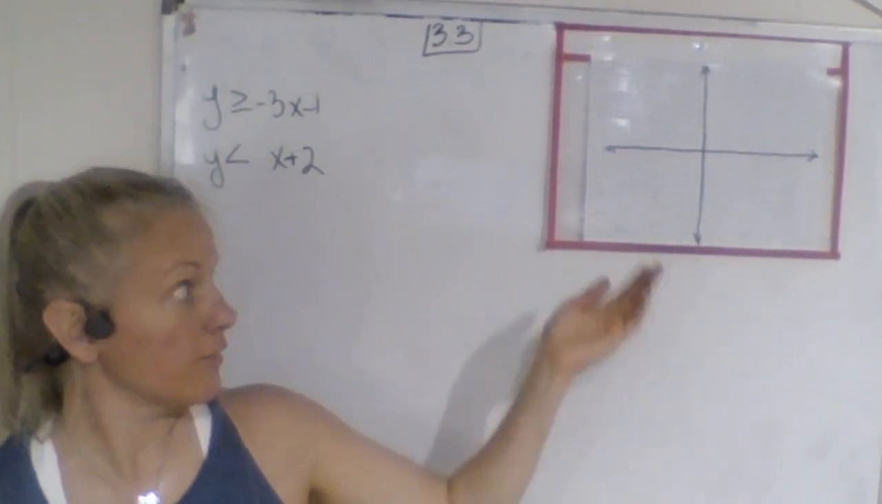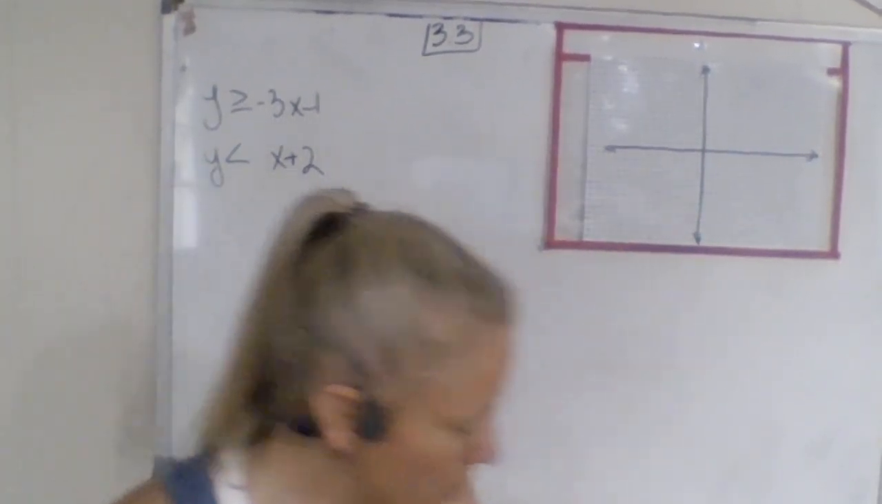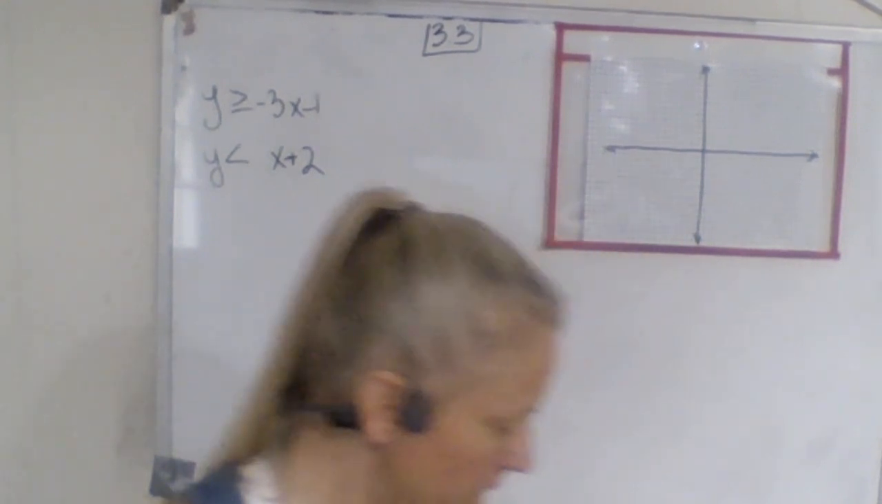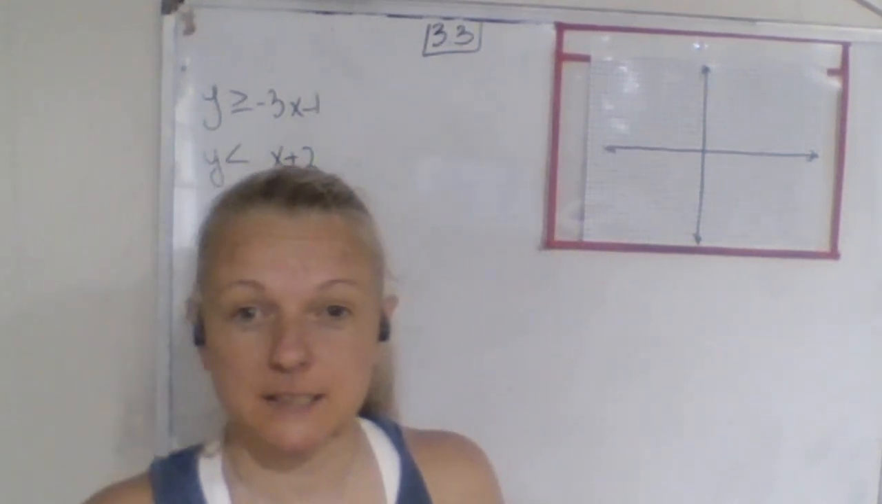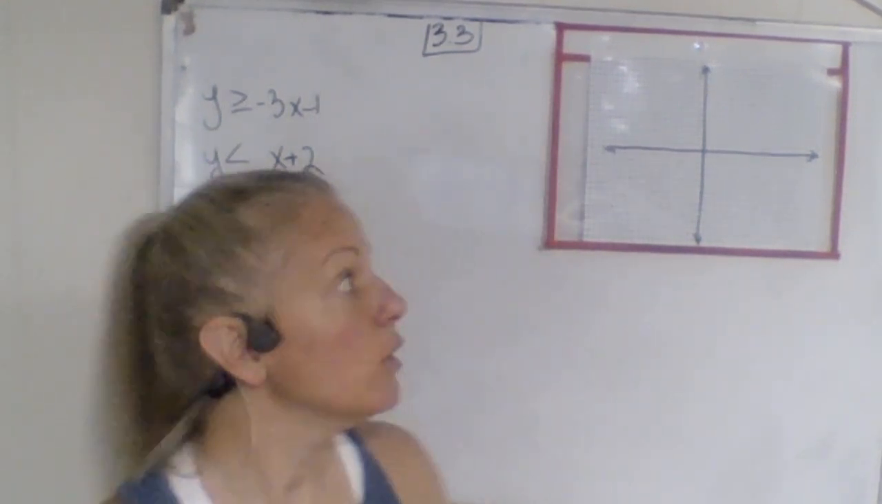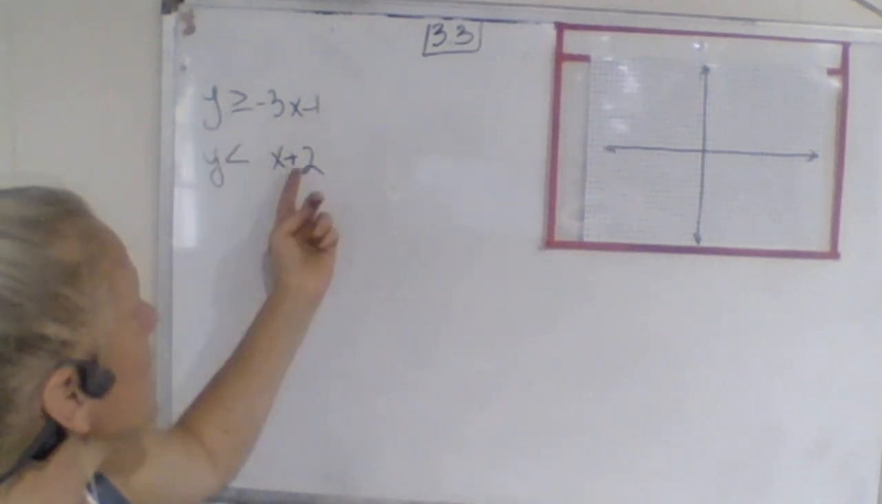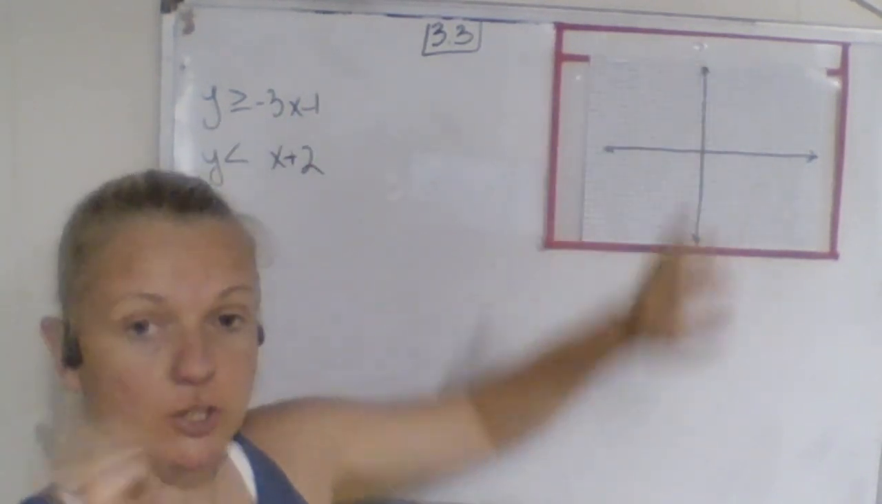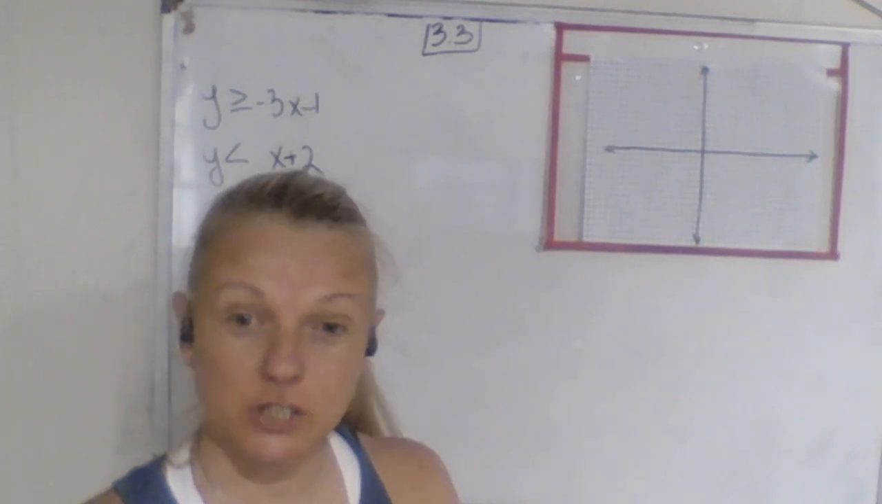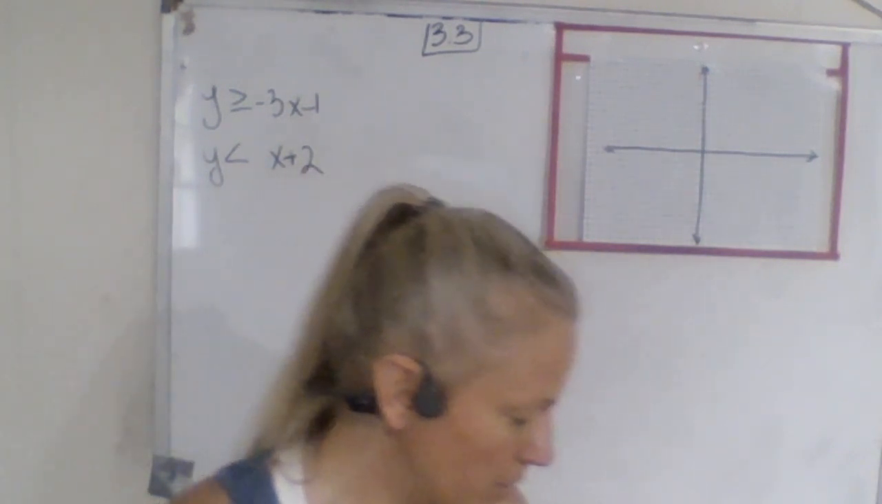3.3, we're back into graphing. My friend is back here as a prop. We're graphing systems of inequalities. A system of inequalities is the same thing as a system of equations. We have two inequalities that have an x and a y. We get to graph them, shade, and whatever they share together is going to be our solution.